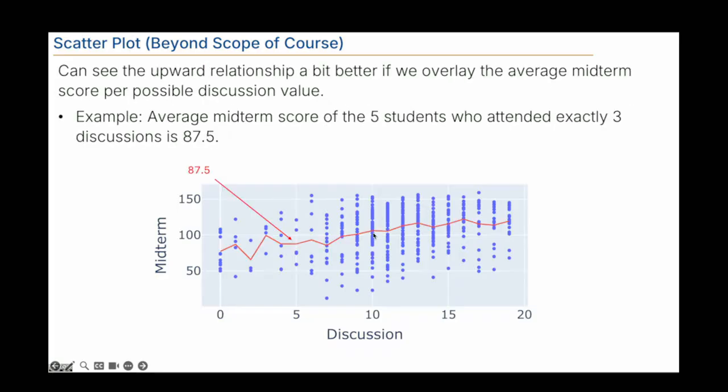But if I do a little bin-wise averaging, where I say, okay, all the people that had a discussion score of 5, here's 1, 2, 3, 4, 5 of them. Their average score is 87.5. You can see that it goes up over time. Okay? You get a sense that students who are going to discussion more tend to have a higher average. Okay? This is not a data science class. We're not going to go into it in too much detail, but kind of fun to look at. Okay. Any questions?